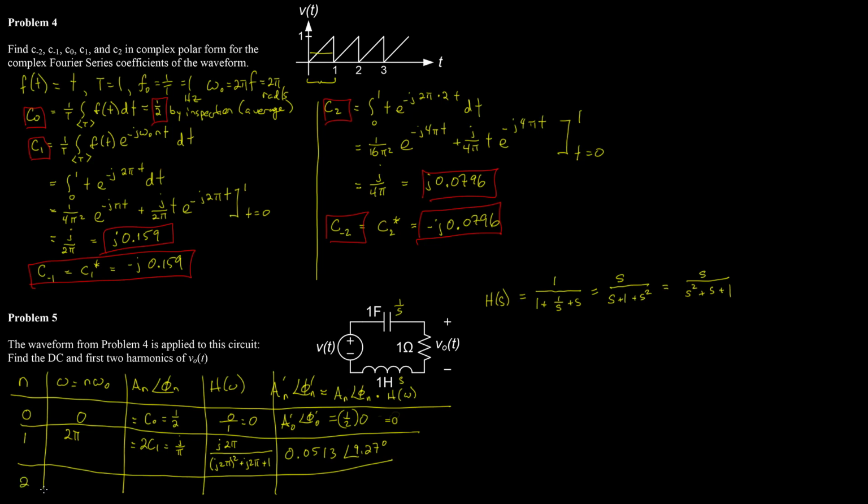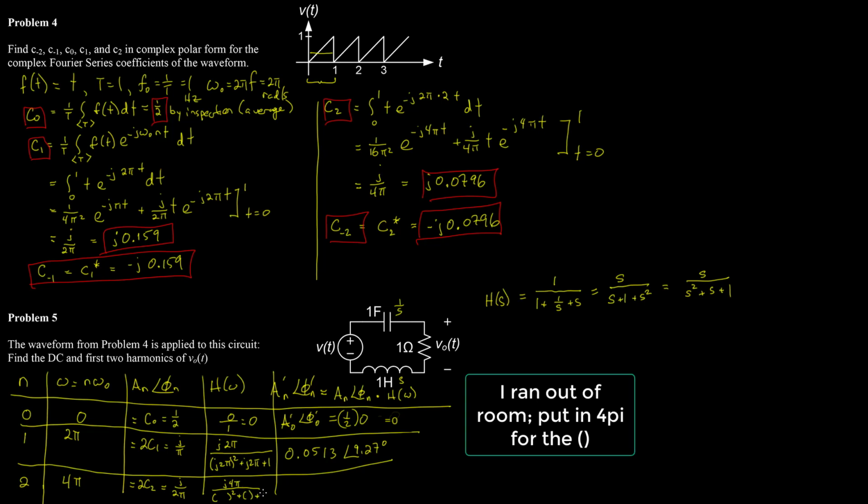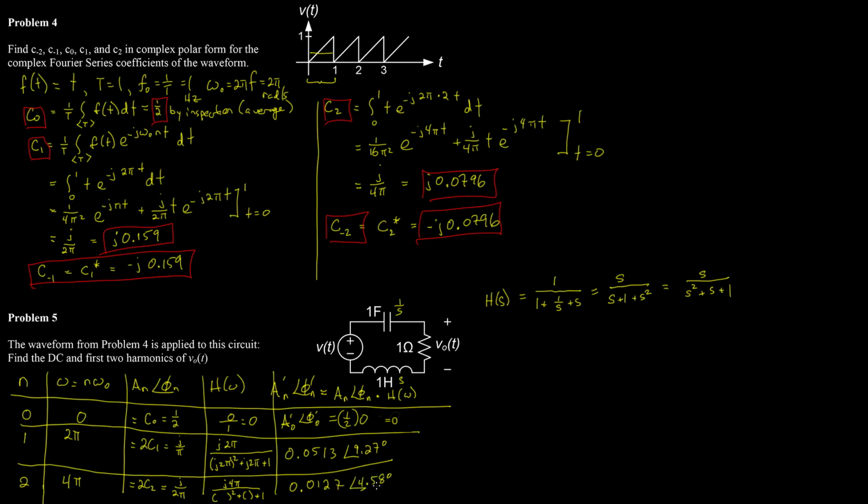Let's get that second harmonic in there. Hope we have room. Our omega is 2 times our fundamental frequency. Since our fundamental frequency is 2 pi, that's 4 pi. Our a sub n is now 2 times c2. We said our c2 is equal to j over 4 pi, so this will be equal to 2 of that, or j over 2 pi. I don't know if we have enough room to write this. That's our numerator. And then our denominator is going to be that squared plus j4 pi plus 1. Throw that into your calculator, and now it comes out to 0.0127 at an angle of 4.58 degrees.